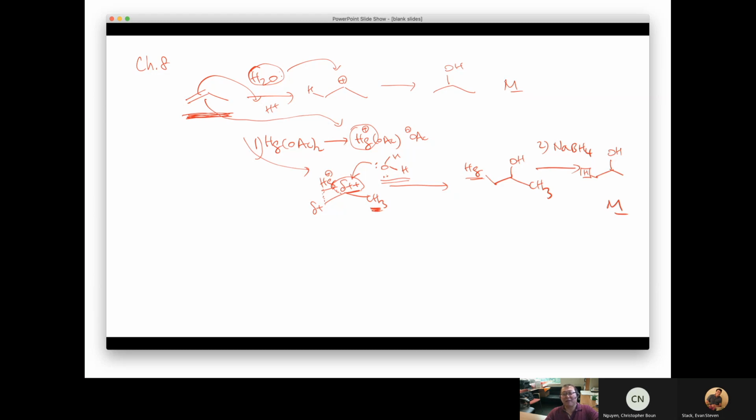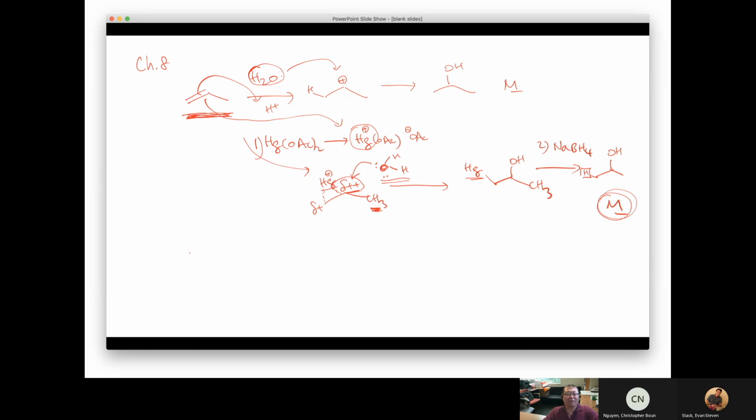That will basically make this reaction happen, and then we get the same Markovnikov product, because the water molecule has to attack this mercurinium ion from the backside, but it's going to attack the more substituted side because there will be more carbocation character.